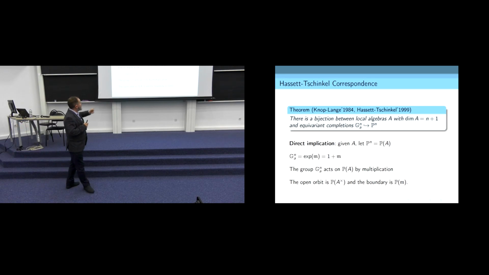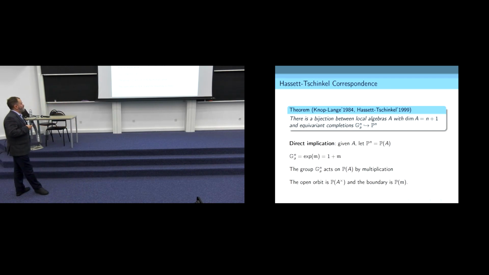And Hassett and Tschinkel also consider a more general situation. Not only the n+1 dimensional module of my unipotent group, but any cyclic module of my unipotent group. But what we are interested in in this talk, and what is precisely the intersection of these two theorems, is what is written on the slide.